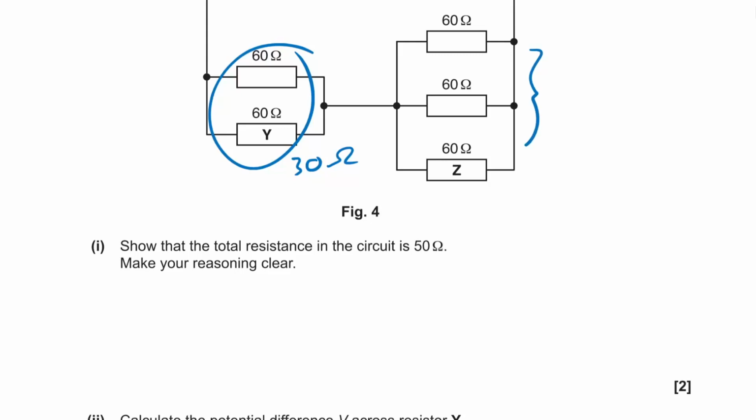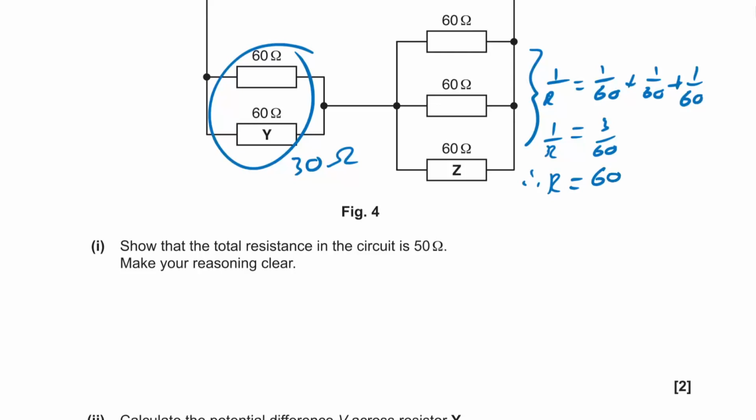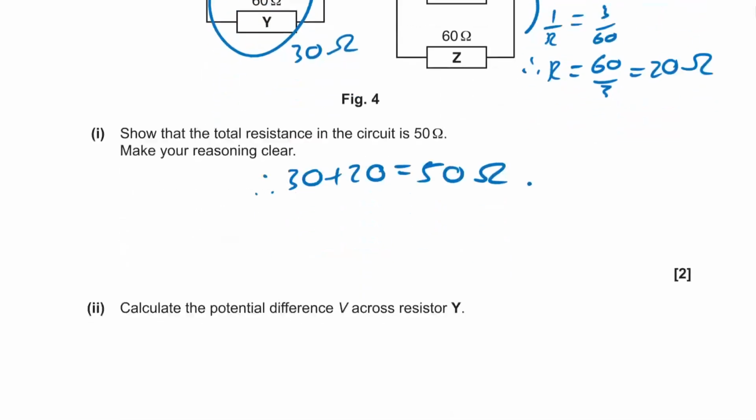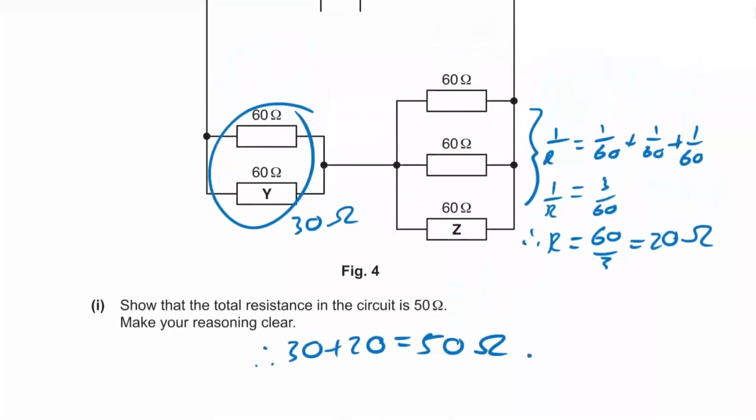These 3, well, it's going to be 1 over R is equal to 1 over 60 plus 1 over 60 plus 1 over 60, or in other words 3 over 60, or in other words R is equal to 60 over 3, which is 20. So when you have 3, it goes down to a third. Therefore 30 plus 20 gives you 50 ohms. Easy peasy.